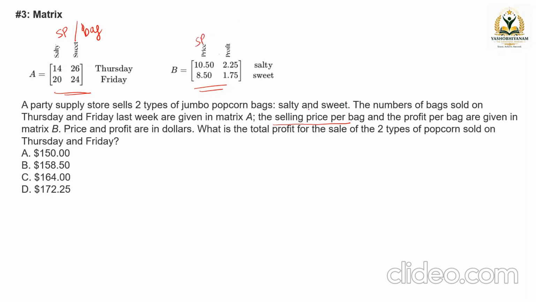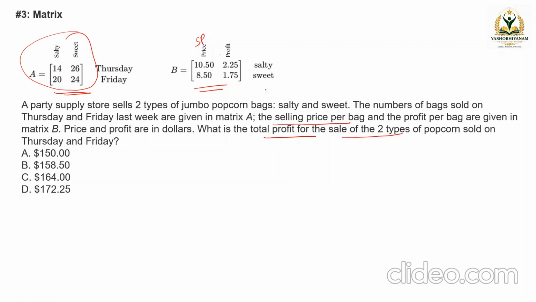What is matrix A giving? The number of bags. So, this would mean that 14 salty bags, 26 sweet bags were sold on Thursday, 20 salty bags, and 24 sweet bags were sold on Friday. That is the information given by A, and matrix B is going to give you the selling price and the profit. Now the question is asking, what is the total profit for the sale of the two types of popcorn sold on Thursday and Friday?